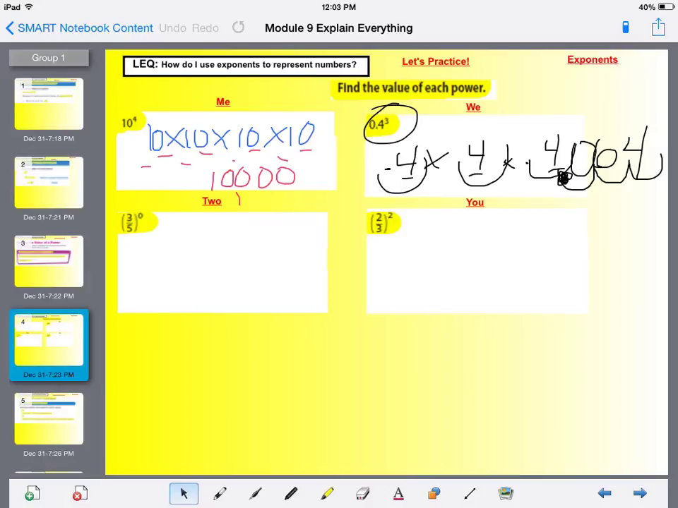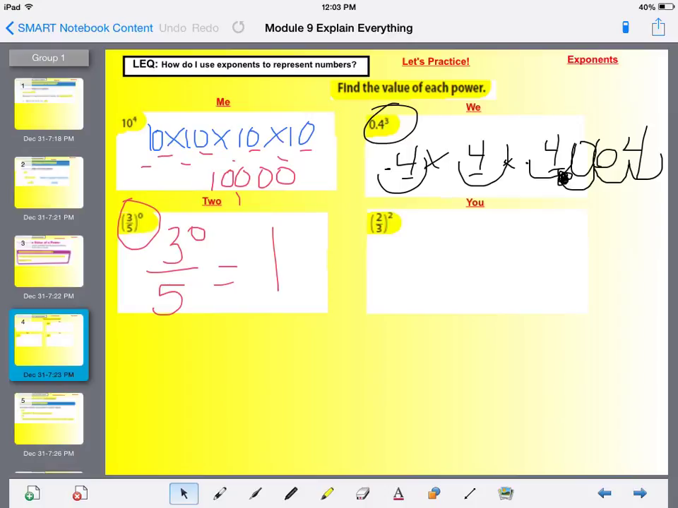The next one that we have is 3/5 to the 0 power, and the property of 0 as an exponent states that any number to the 0 power is equal to 1. So it doesn't matter if it's a fraction, a decimal, if it's a whole number. Anything to the 0 power is going to be equal to 1.